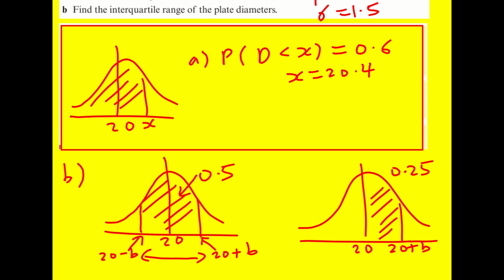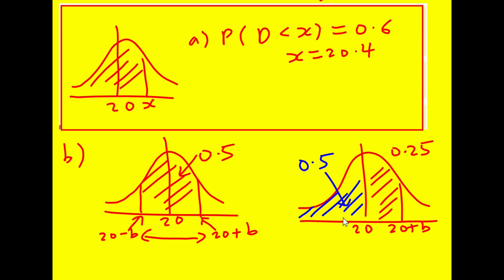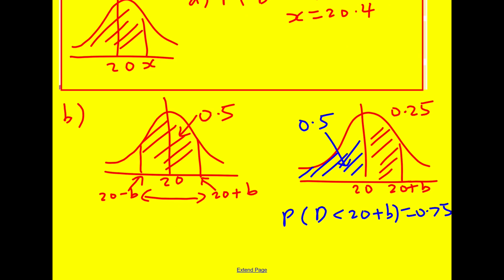And then if you think about it, even more so, this area is going to be 0.5 because it's below the median. I think there's a few ways of doing this question, but overall, I'm going to have the probability that D is less than 20 plus B is going to be 0.75. I think I could have gone there straight away, to be honest. I could have said, look, the upper quartile is going to have 0.75 below it, and I could have written this straight away. I might have even not called this 20 plus B, I might have just given it a symbol, but I've gone with it now. It's enough though.